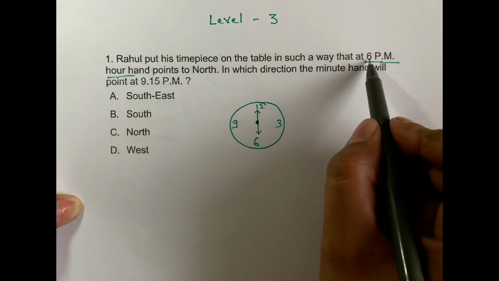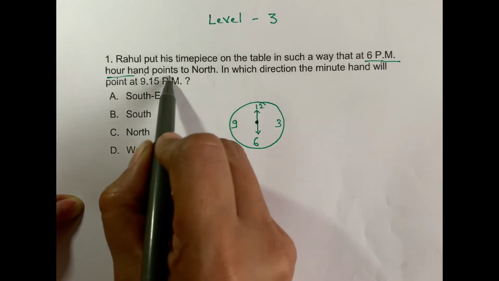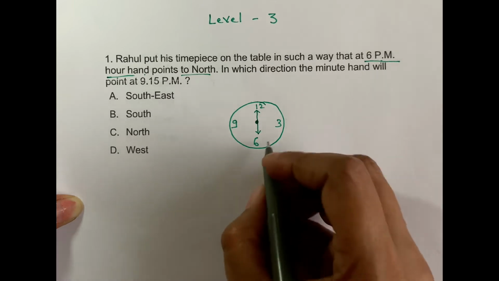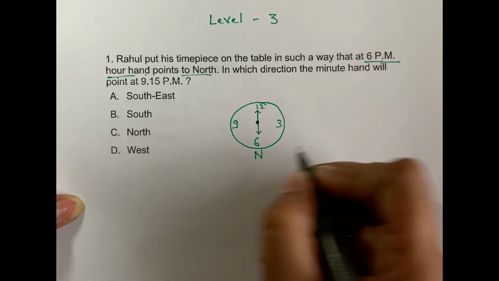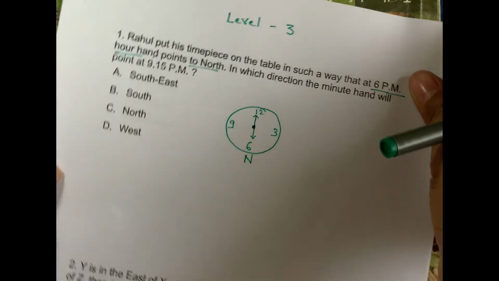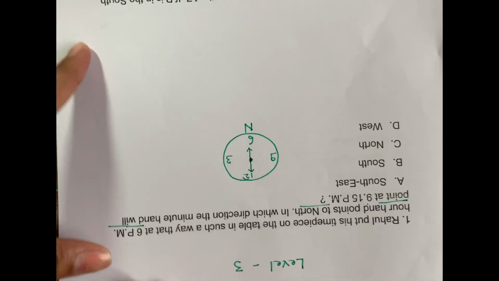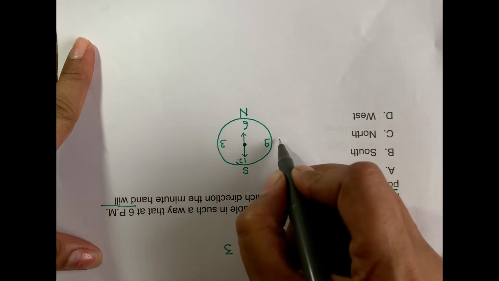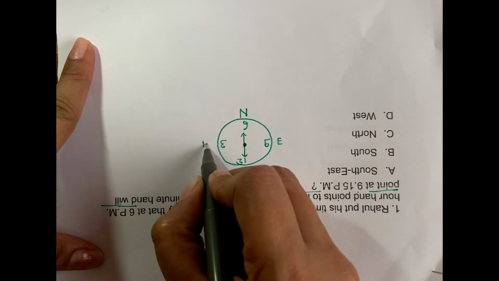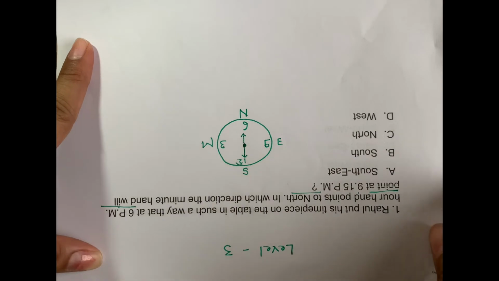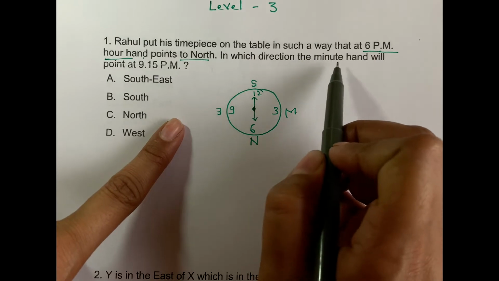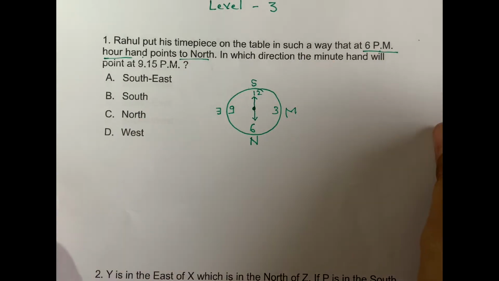Now what they're telling is the hour hand at 6 p.m. is pointing to the north. So the hour hand is this and this is the minute hand. And now this is north it seems. So if this is north, let's just rotate it, as we had done yesterday. So actually north will be here. If north is here, here is the south and here is the east and here is the west, isn't it? Now, what is the question? The question which they have asked is, in which direction will the minute hand point at 9:15 p.m.?